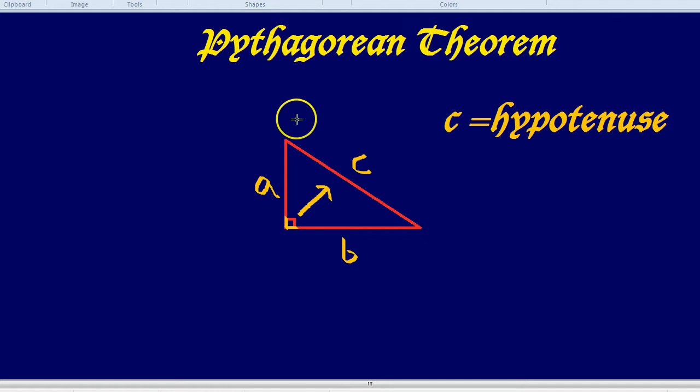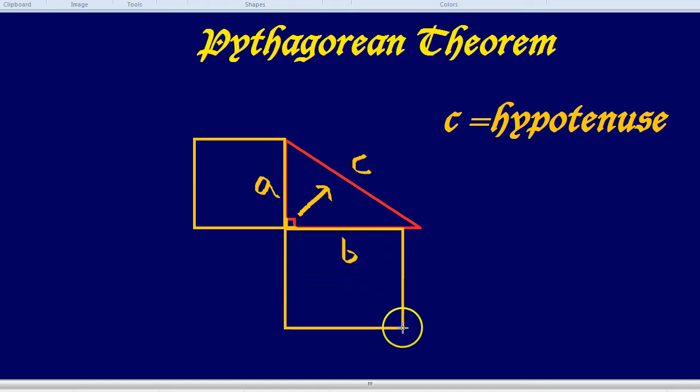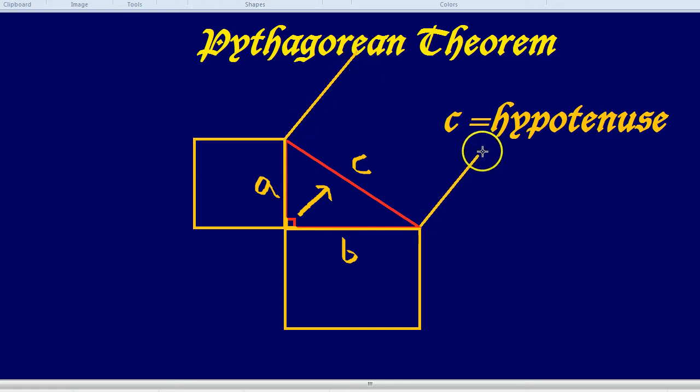The theorem says, if we make a square on the side of this triangle here, on the A side, and we get a square on the B side, the area of those two squares, if you add them up, they equal the area of the square on the C side.